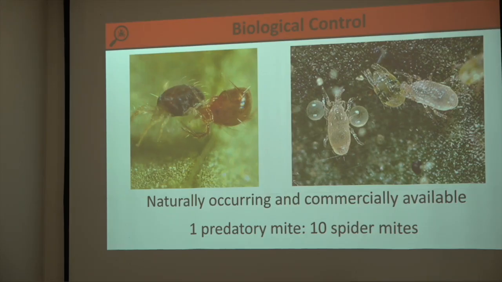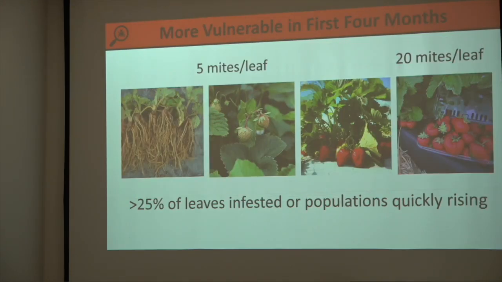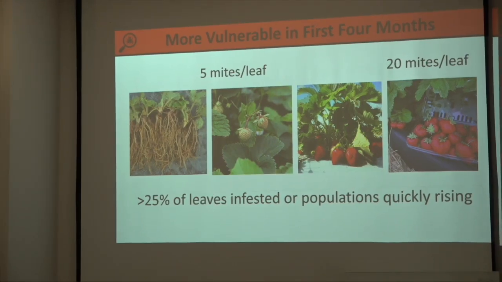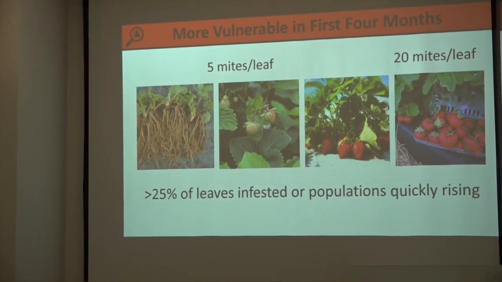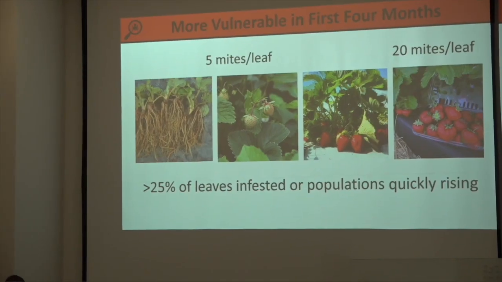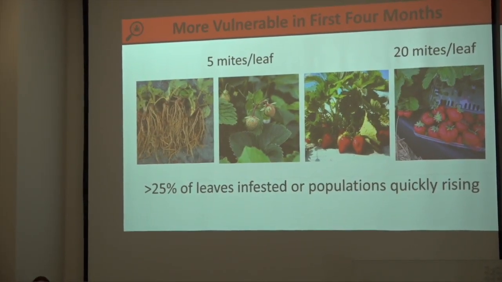I'll mention in a minute, you can buy these if you don't have them in your field, but when you're out there scouting, take a look and see what you have available. As I mentioned, in the first 4 months of the plant's life, they're a little more susceptible, so we tend to say about 5 mites per leaf is when you might want to take action, versus later in the season, 20 mites per leaf, the plant will still be okay. Sometimes people use a different rule of thumb of about 25% of the leaves infested. If the population's quickly rising, that means you should do something about them.